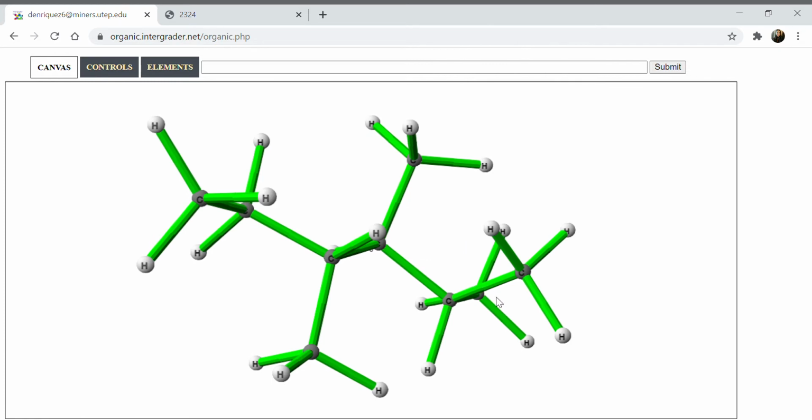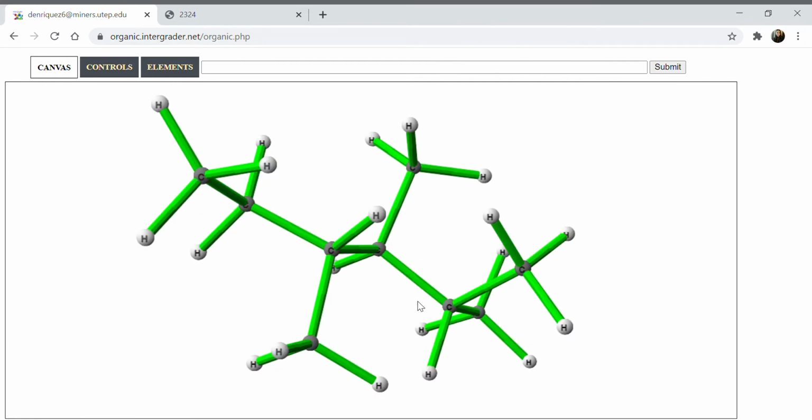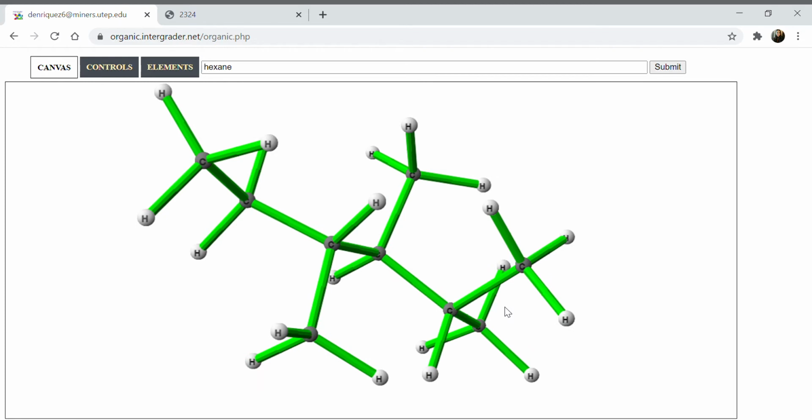Okay, so I'm gonna name it first. The longest branch, 1, 2, 3, 4, 5, 6. Hexane. I look for the methyls. I have one at the 2 position, so we're gonna start with that one. 2, 3, 4. 2, 3, 4. Trimethyl.